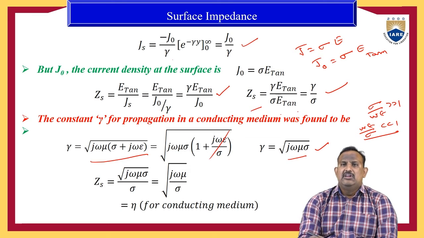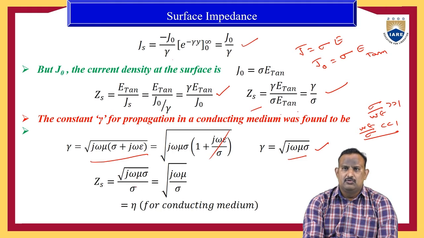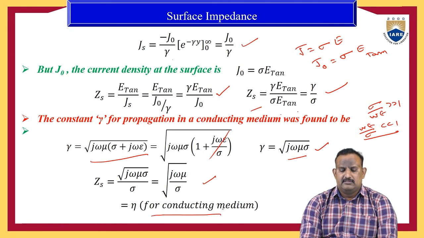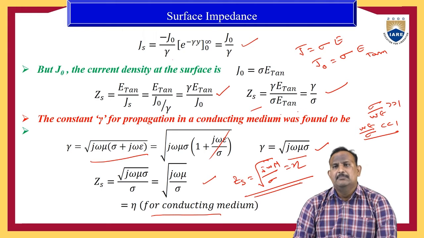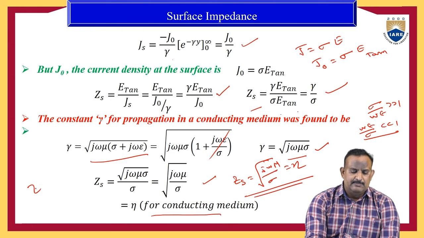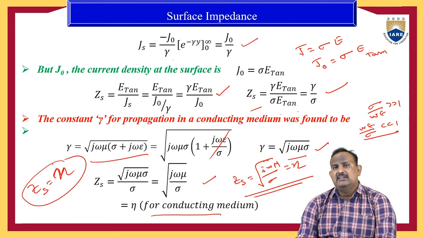And here if you substitute in the above equation, therefore the surface impedance Zs is equal to root of j omega mu sigma by sigma. So if you take the sigma into the root, and sigma cancel each other, therefore we have root of j omega mu by sigma, which is nothing but eta. Zs is equal to root of j omega mu by sigma, which is equal to the intrinsic impedance. Therefore we can write surface impedance Zs is equal to intrinsic impedance for a perfect conductor.